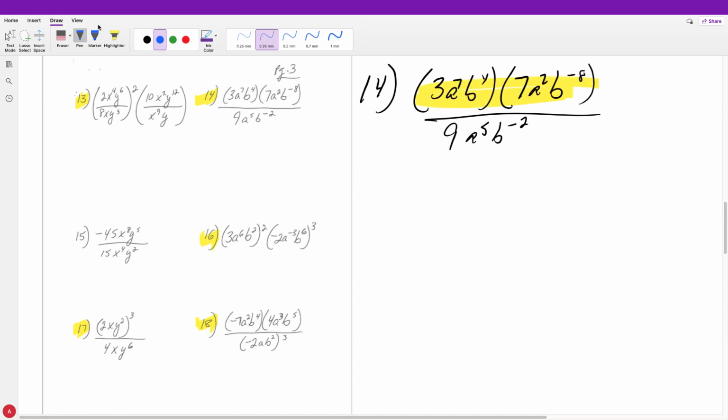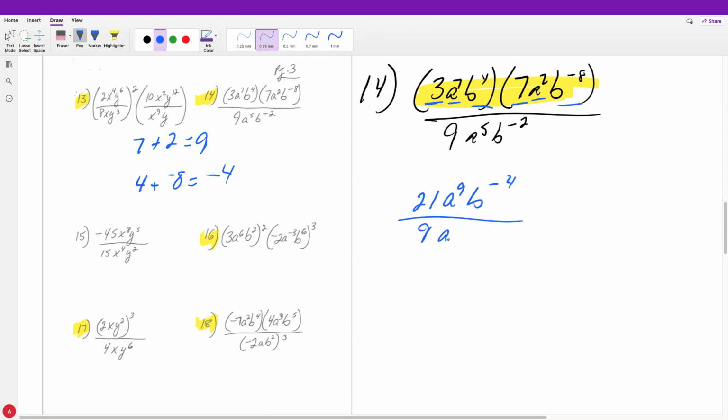Right? So I'm going to multiply my likes with my likes. So my 3 times 7 will give me 21. A times A, well, we know that we add. So 7 plus 2 is equal to 9. So we have 21A to the 9th. And then B's, 4 plus negative 8 is equal to negative 4. So we have B to the negative 4 power. And then it's still all over top of 9A to the 5th, B to the negative 2. All right, so now once we simplify that numerator, we can go ahead and simplify the whole fraction now.